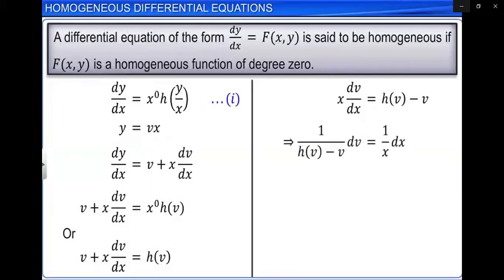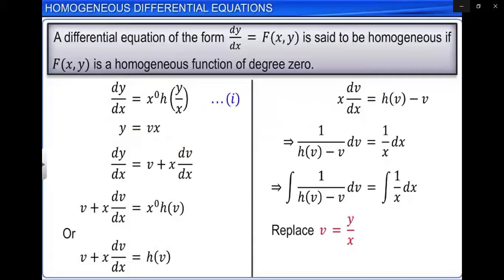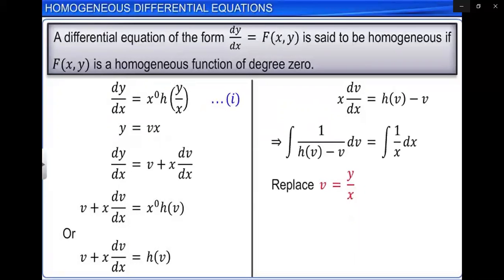Now we can see that the variables have been separated, and we can perform the integration easily after doing the variable separable method. After simplification and integration, you can again replace the value of v as y by x. So for a homogeneous function, dy by dx equals y to the power 0 into h of x by y.